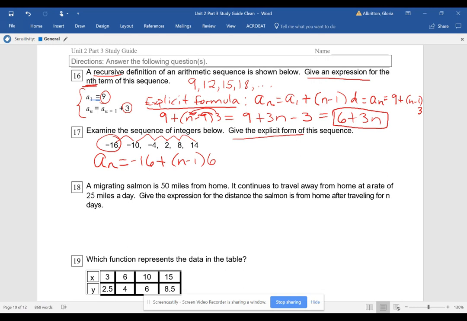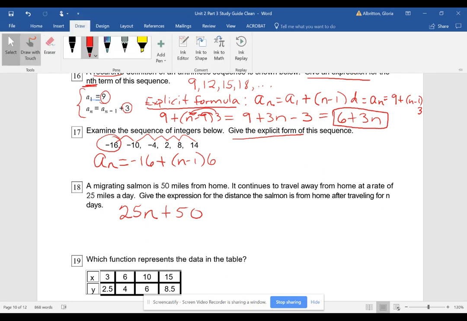Number 18. A migrating salmon is 50 miles from home. It continues to travel away from home at a rate of 25 miles a day. Give the expression for the distance a salmon is from home after traveling for n days. All right, so if n is representing the days, it goes 25 miles each day. That's represented as 25n. And then he's already 50 miles from home, so plus 50. There it is.